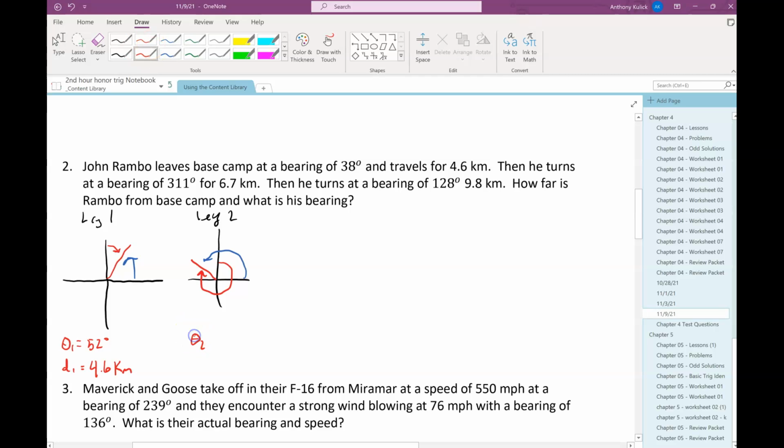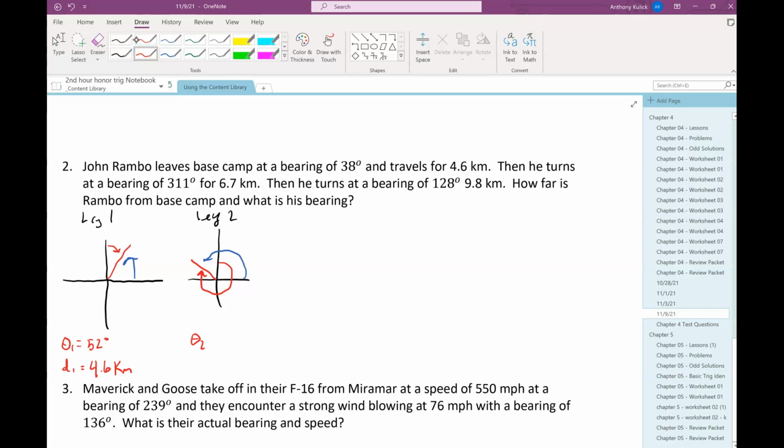Wait, so why do you go clockwise? So the bearing is defined going from north clockwise. Okay. The standard position starts from the positive x-axis counterclockwise. So to do sine, cosine, or tangent, we need to translate our bearings into standard position angles. So I draw the bearing first, and then from that picture, I'm going to figure out what the standard position angle is.